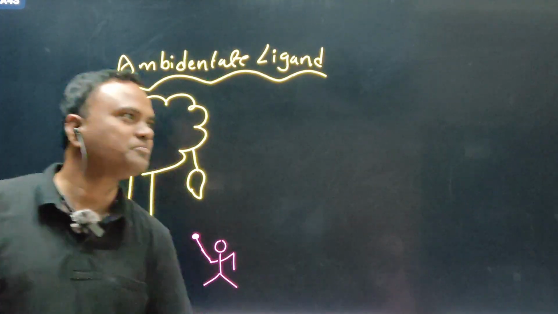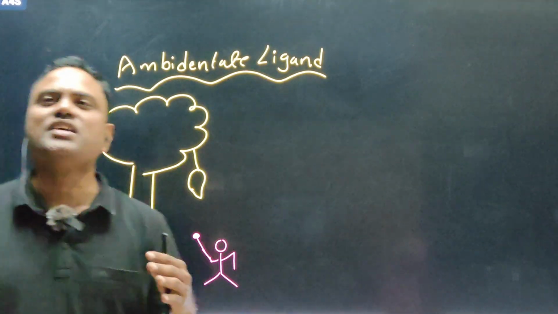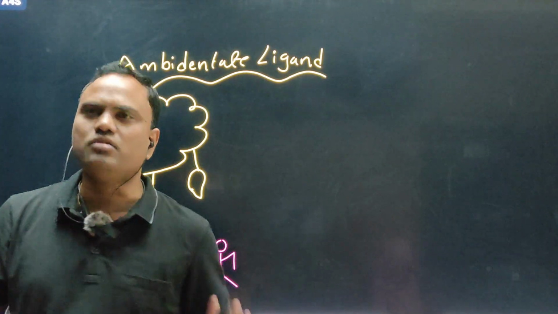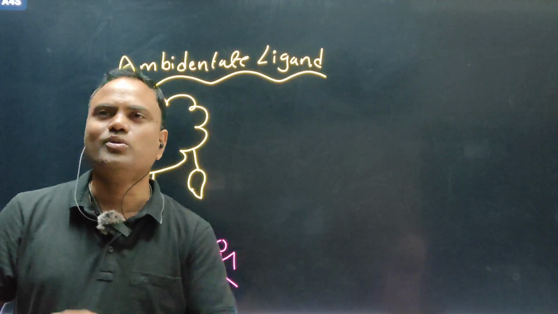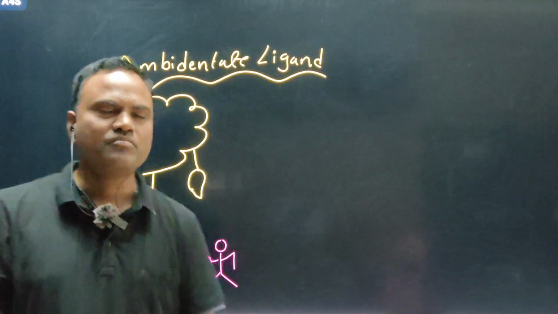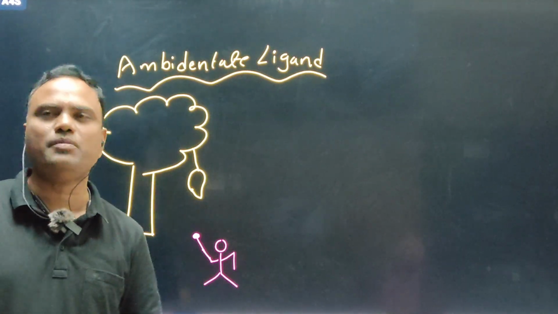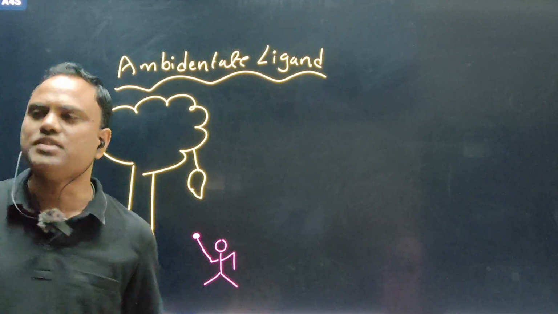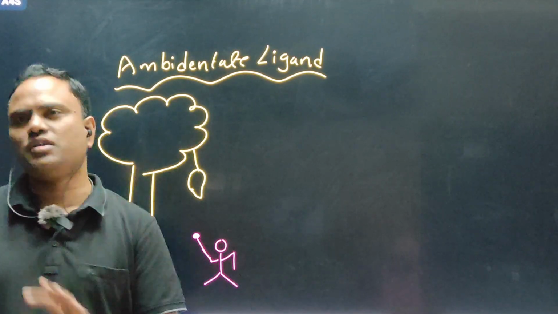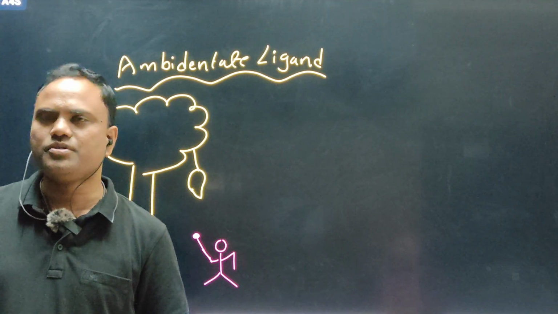We have two hands, but we use only one. Similarly, in some ligands, two donor atoms are present, but only one donor is used. That ligand uses only one atom to donate to the central metal atom, or to link to the central metal atom. That type of ligand is called an ambidentate ligand. This list is very, very important. This question will definitely come in your first exam, 100% for your weekend exams.